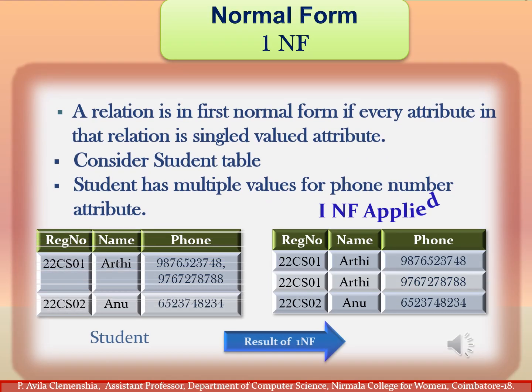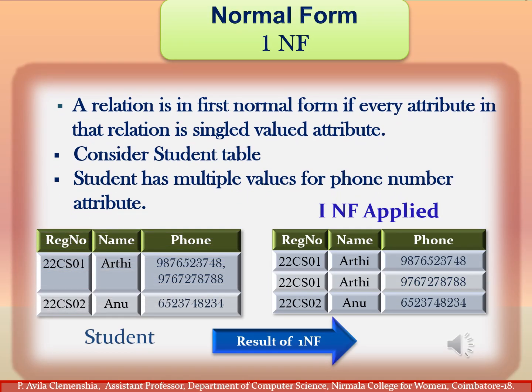First normal form. A relation is in first normal form if every attribute in that relation is a single valued attribute. Consider the example of a student table. Here, one student has multiple values for the phone number attribute. So, on applying first normal form, the table is split in such a way that the first record is split into two rows.